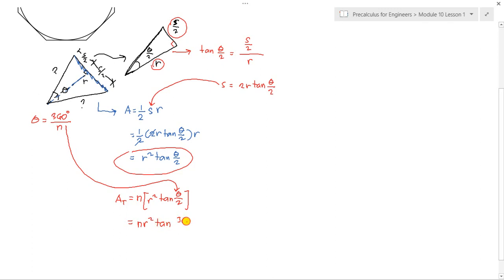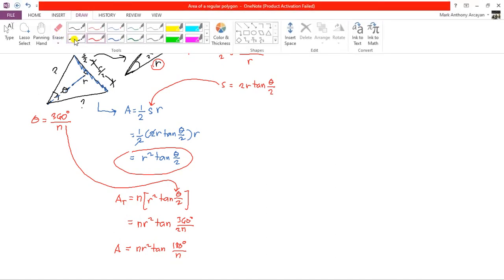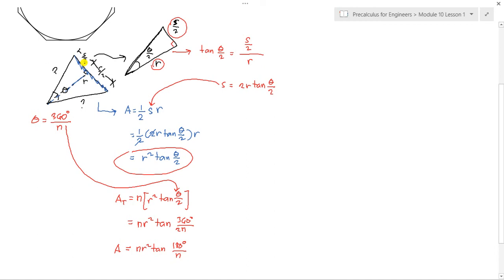That is n R squared tangent of 360 degrees divided by 2n. That is n R squared tangent, since 360 divided by 2 is 180, tangent 180 degrees divided by n. So, this is now the formula of a regular n-sided polygon circumscribing a circle, meaning the circle is inside it, with radius R.